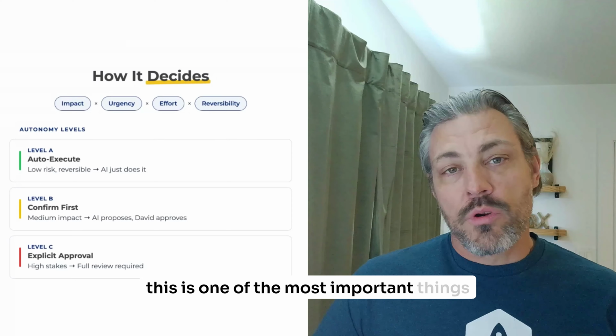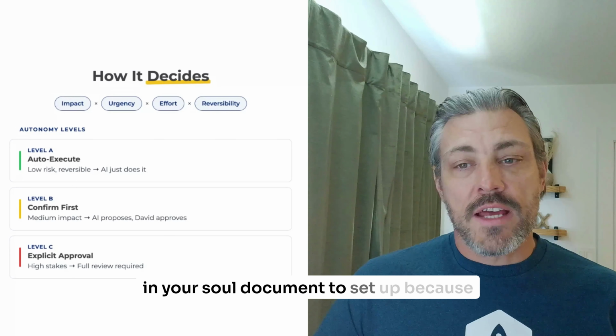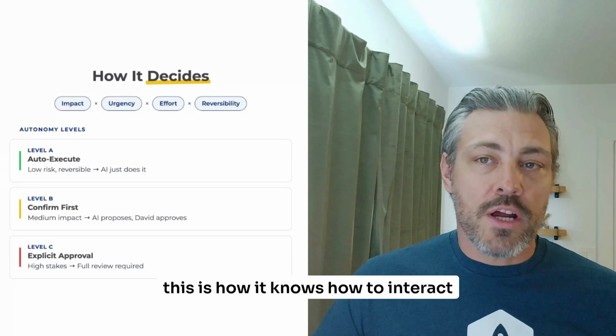This is one of the most important things in your soul document to set up, because this is how it knows how to interact with your memory.